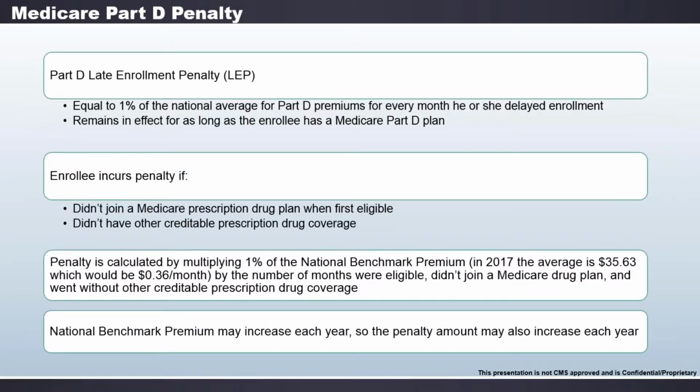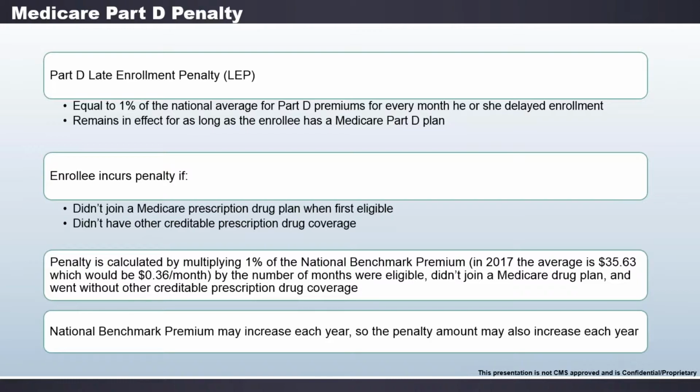Then there's the late enrollment penalty for Part D. If they do not get set up within that window, from 3 months before the month of their birthday to 3 months after their birthday, they can receive a penalty equal to 1% of the national average for Part D premiums for every month he or she is delayed in enrolling. Their costs can vary, averaging around $35 a month or something like that.